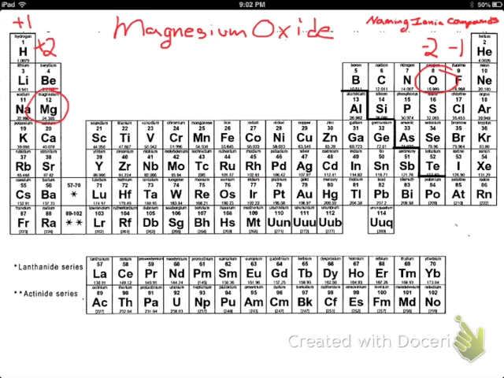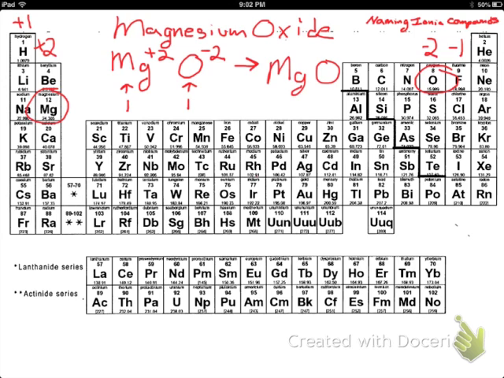Now in this case, the magnesium again will have a +2 charge and the oxygen will have a -2 charge. In order to become electrically neutral, all we need is one of each. A -2 and a +2 add up to 0. So we'll just write the formula as MgO.